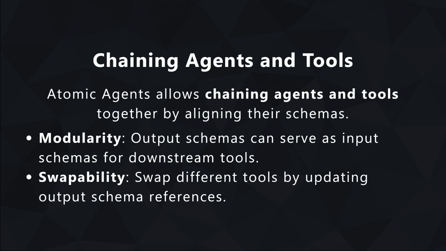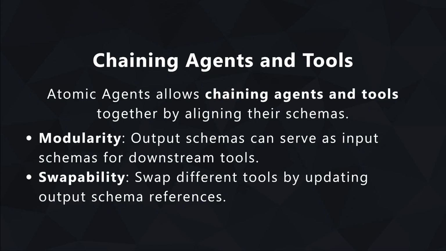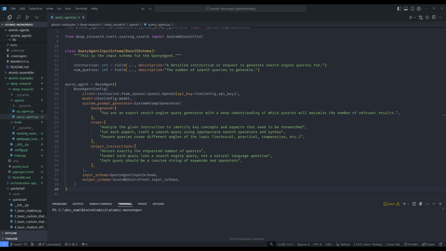So chaining agents and tools together, I mentioned this a few times. What does that mean? Basically, it just means that since the input schema is a Pydantic model, and since the output schema is a Pydantic model, you can just have the output schema of an agent be the input schema to another agent, or be the input schema to a tool. So here you can see a snippet for a deep research pipeline that I'm creating as an example for the codebase.